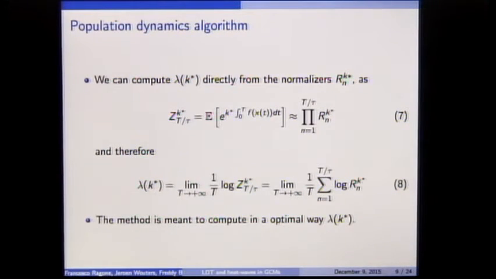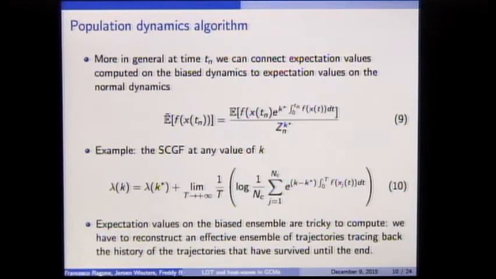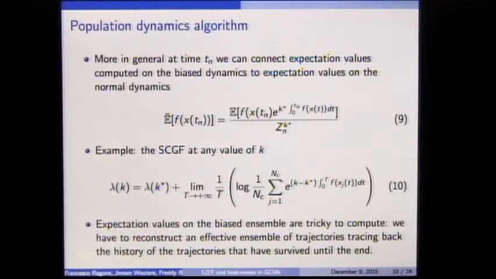But as I said, in general, we also have an idea of how to connect expectation values computed in the normal dynamics to expectation values computed in the biased dynamics. We can do it in this way. Essentially, you have a weight of the path measure of the system, such that you can compute expectation values in one universe and in the other one and go back and forth between them. In this way you can compute the scaled cumulant generating function for any value of k, you can compute the rate function, you can compute whatever you want.